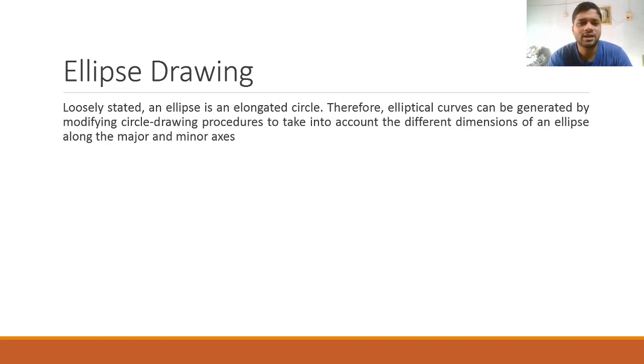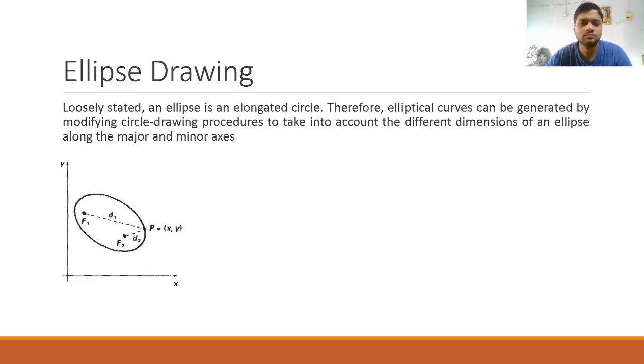So loosely stated, an ellipse is an elongated circle. You can say a circle is pulled in the opposite direction, and an ellipse is generated. Therefore elliptical curves can be generated by modifying circle drawing procedures to take into account the different dimensions of an ellipse along the major and minor axis. When we say it is an elongated circle in one of the opposite directions, it will have two basic axes, that is major axis and minor axis, something like this.